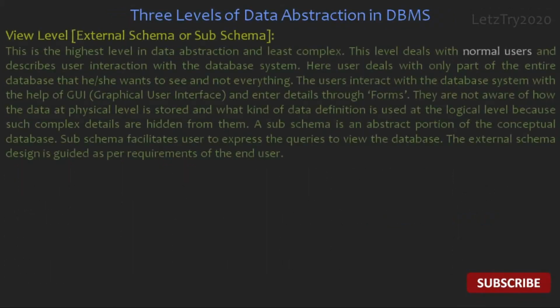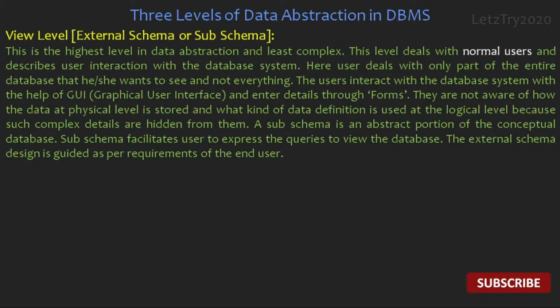The third level is view level or external schema or subschema. This is the highest level in data abstraction and least complex. This level deals with normal users and describes user interaction with the database system. Here, user deals with only part of the entire database that he or she wants to see and not everything. The users interact with the database system with the help of GUI, graphical user interface, and enter details through forms.